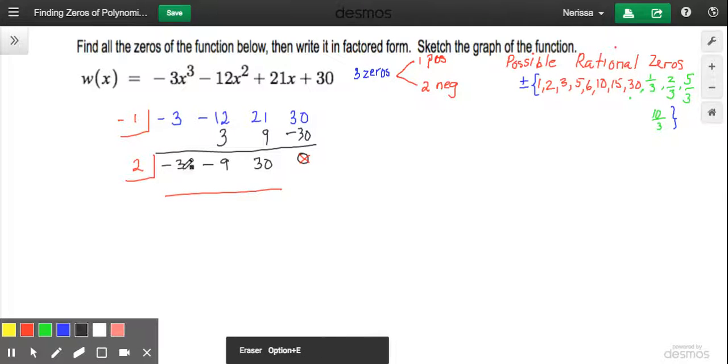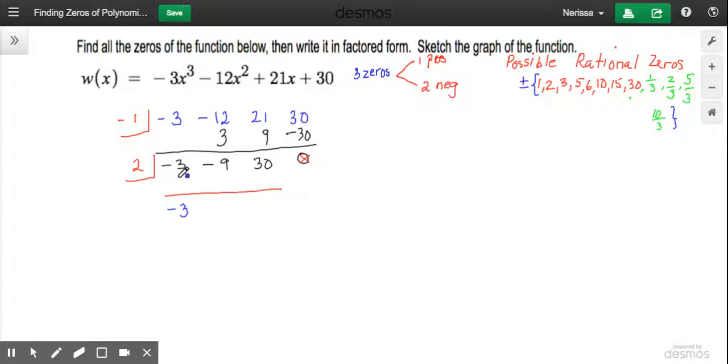So now we bring down -3. We multiply and we get -6. -6 and -9 gives us -15. -15 times 2 is equal to -30. And we have another opposites, so we'll get another 0. Okay, so that means we found 2 zeros already. The zeros are -1 and 2.